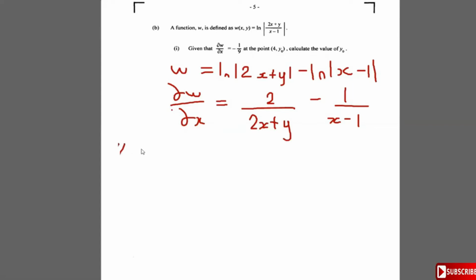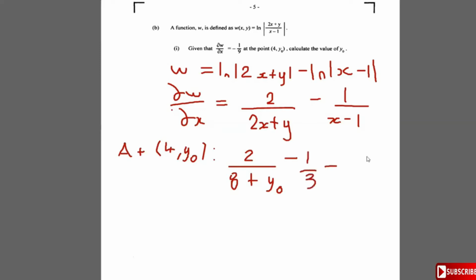So at that point, at the point 4, y naught, we're going to put in x as 4, so it's going to be 2 over 2 times 4 is 8, plus y naught, minus, since x is 4, 1 over 4 minus 1 is 3, so minus 1 over 3, and this is equal to minus 1 over 9.